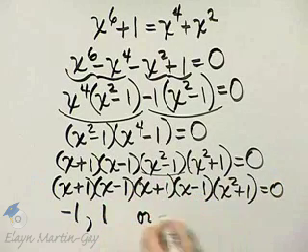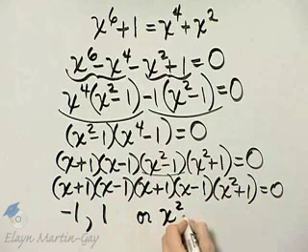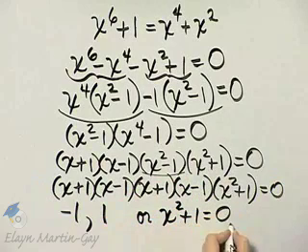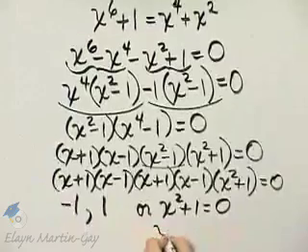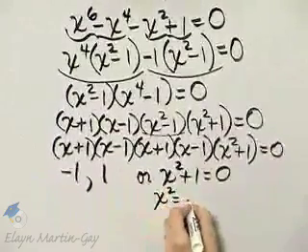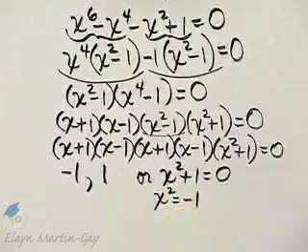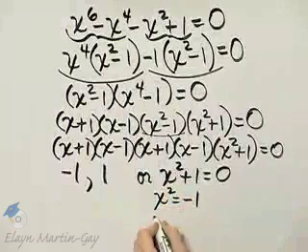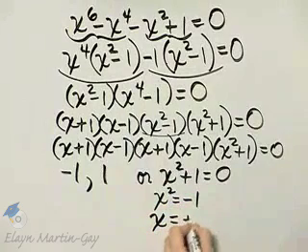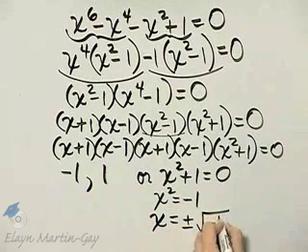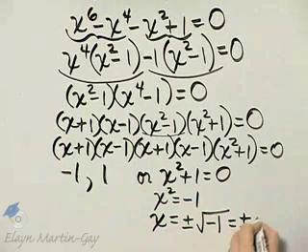Now, we should set x squared plus 1 equal to 0, because then what happens? We have x squared is equal to -1, and then using that square root property, x is equal to plus or minus the square root of -1, which is plus or minus i.